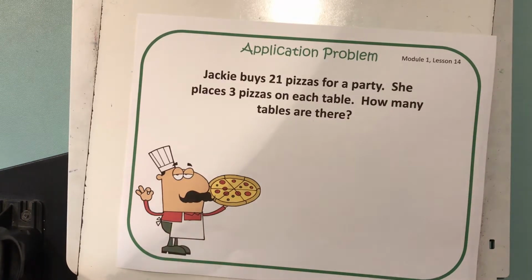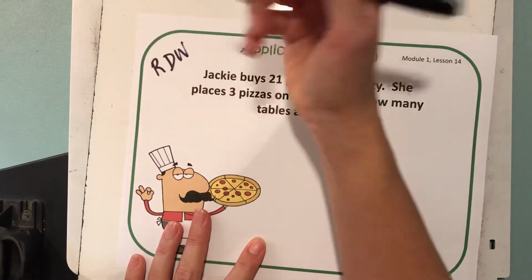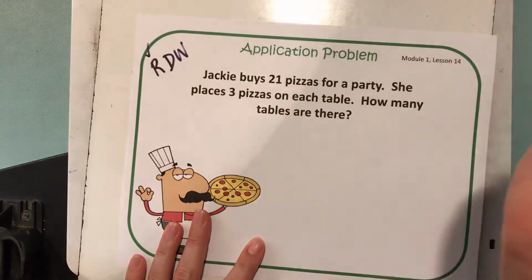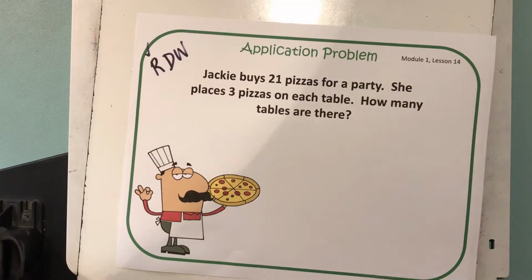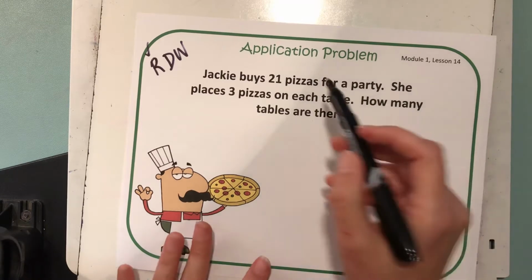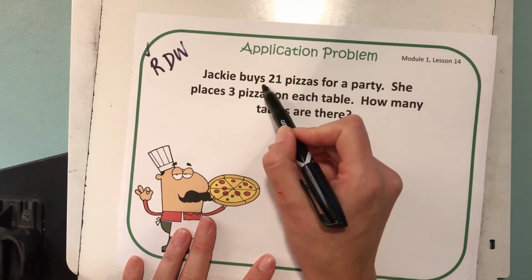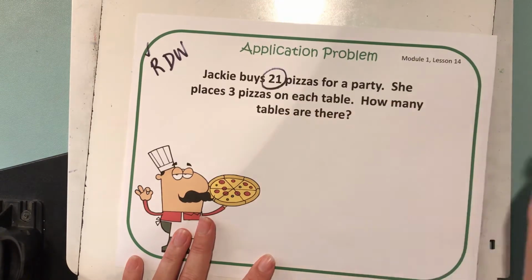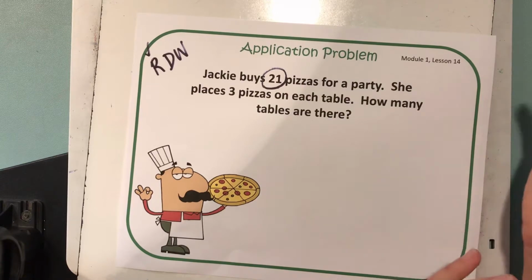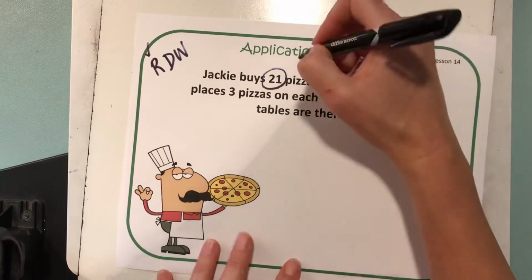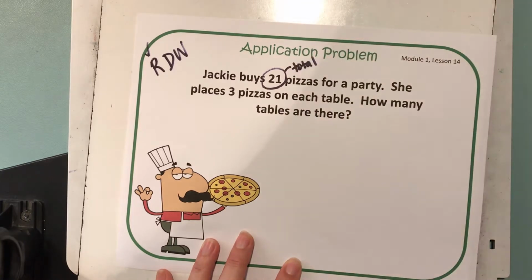So what are we trying to figure out? Well, let's do our RDW first. Forgot about that. Did I read it? Yep, I read it. Now I'm going to circle the important numbers and underline the question. And I know the important numbers are, here is Jackie buys 21 pizzas. What does that tell us? Does that tell us the number of groups, the size of the groups, or the total? It tells us the total, right? I'm just going to make a little note there that that's what that is.